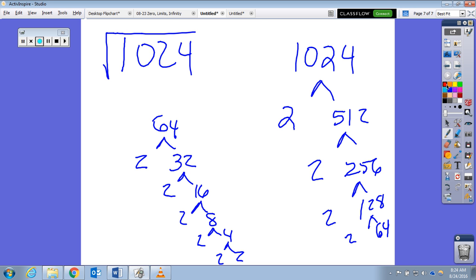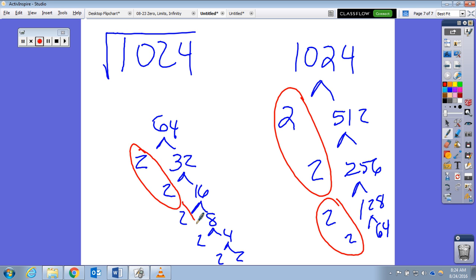Because it's the square root, I'm going to circle pairs of 2's. And there's none left over. So the square root of 1,024 is going to be 2 times 2 times 2 times 2 times 2. That's 2 to the 5th power, which is 32. So 32 squared should give you 1,024.